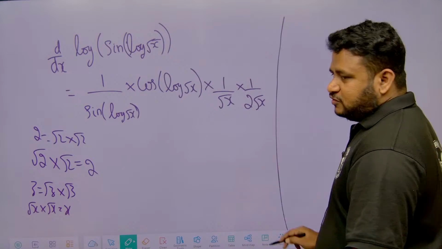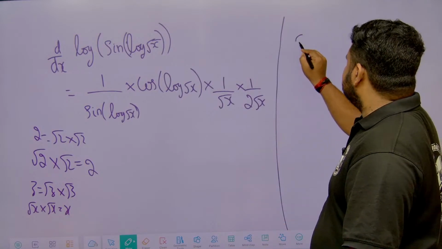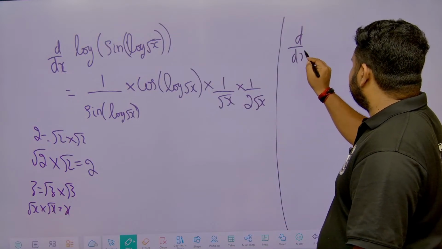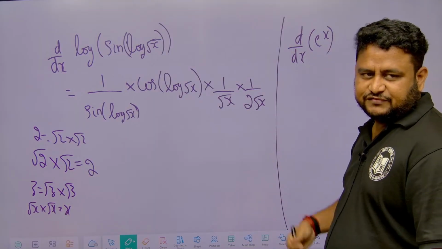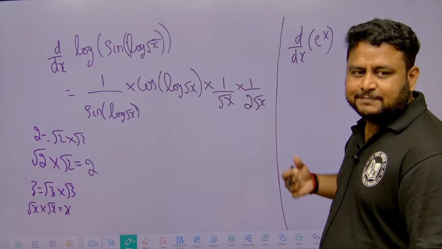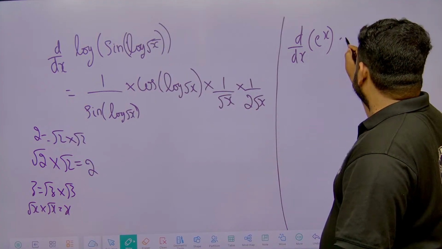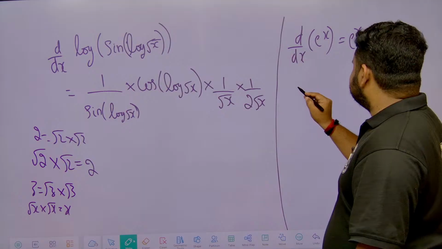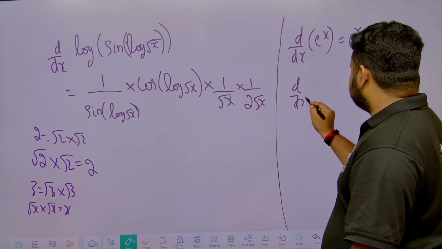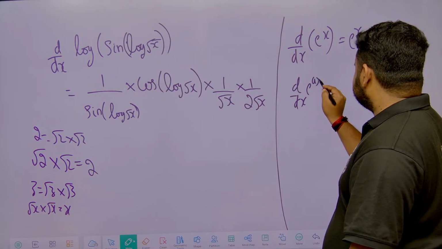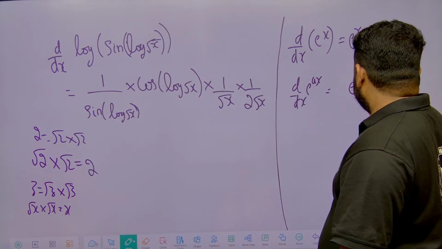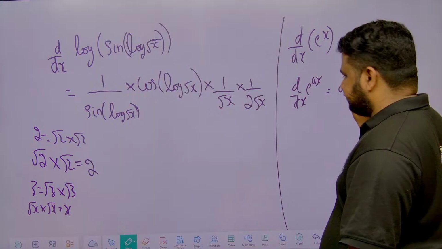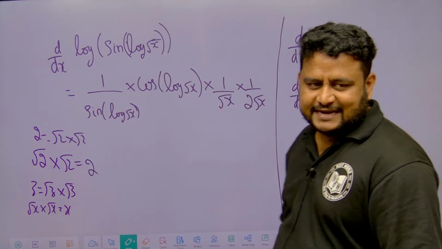Now let me introduce one more formula for you. If you are having d by dx of e power x, be it integration or differentiation, the answer will be e power x only. But suppose we are having d by dx of e power ax. It will become e power ax only, but this a will come down as a product, a into e power x.